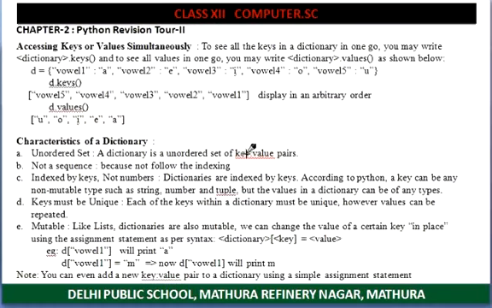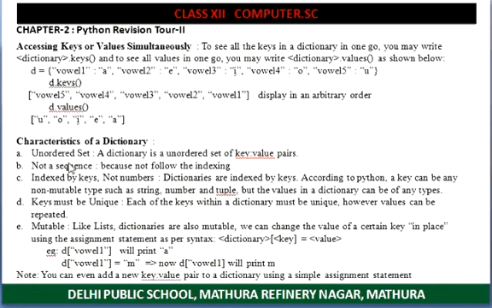Next, accessing keys or values simultaneously. To access all the keys from a dictionary, you write the statement dictionary dot keys. And if you want to access the values, then you write dictionary dot values. Here D is a dictionary with many key-value pair associations. If you want to access all the keys, then you write D dot keys and it will display all the keys in arbitrary order. Then D dot values will access all the values and display them in arbitrary order.